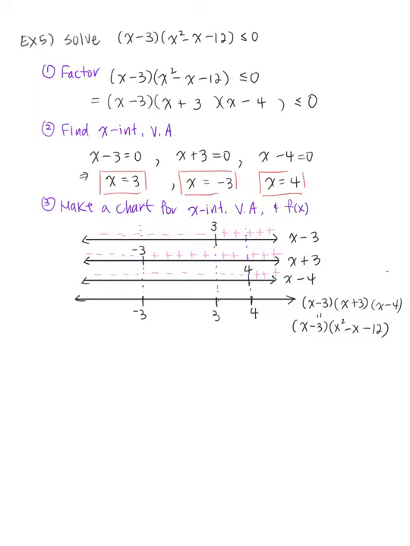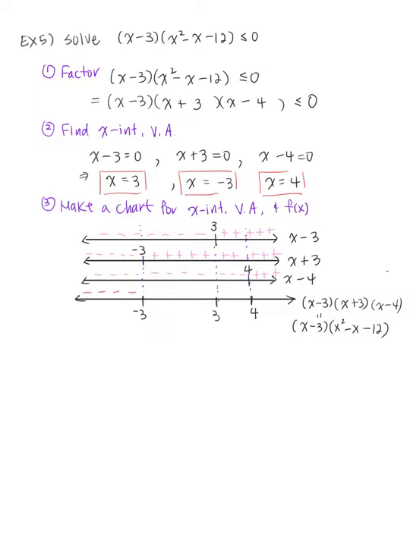So now here comes the product of everything. Let's first look at the interval from negative infinity to negative 3. Now we're going to be multiplying a negative times a negative, so that's going to give us a negative. So here we're going to have all negatives.